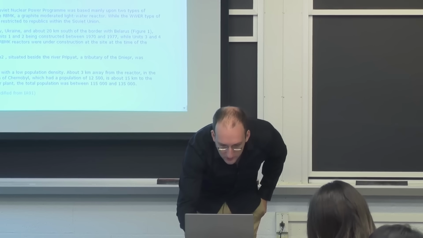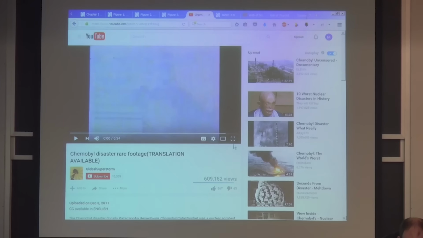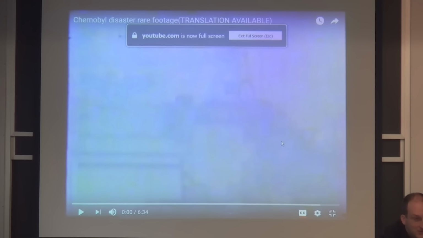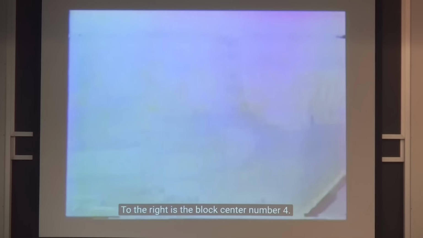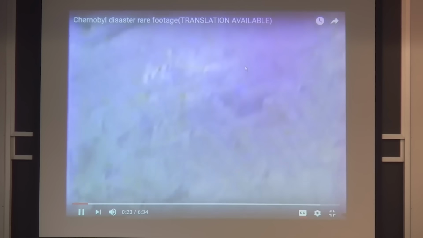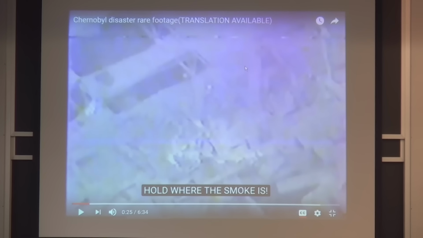To kick it off, I want to show you guys some actual footage of the Chernobyl reactor as it was burning. So this is the part that most folks know about. This is footage taken from a helicopter from folks that were either surveying or dropping materials onto the reactor. That was probably a bad idea. Hold where the smoke is. We'll get into what the smoke was.